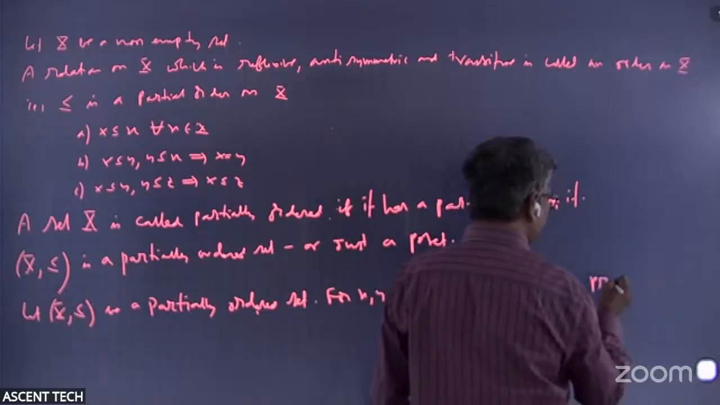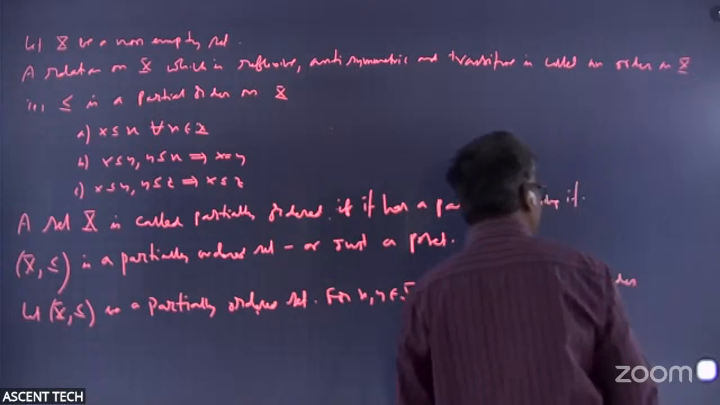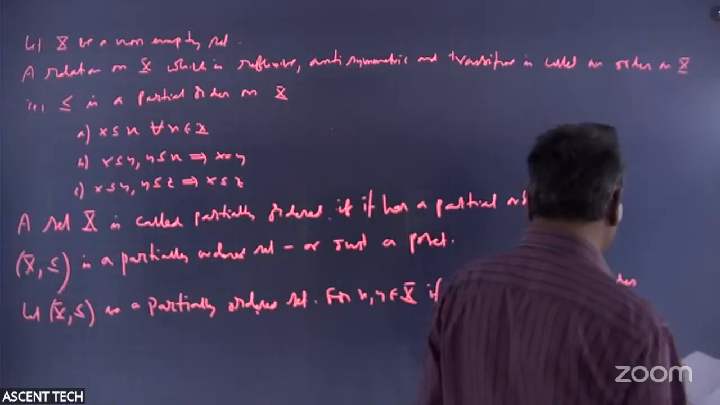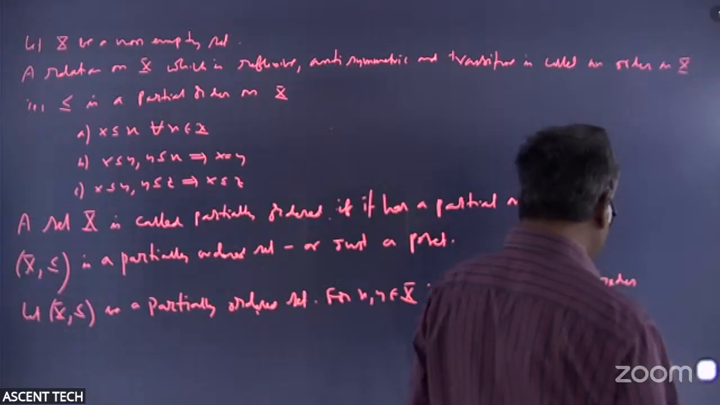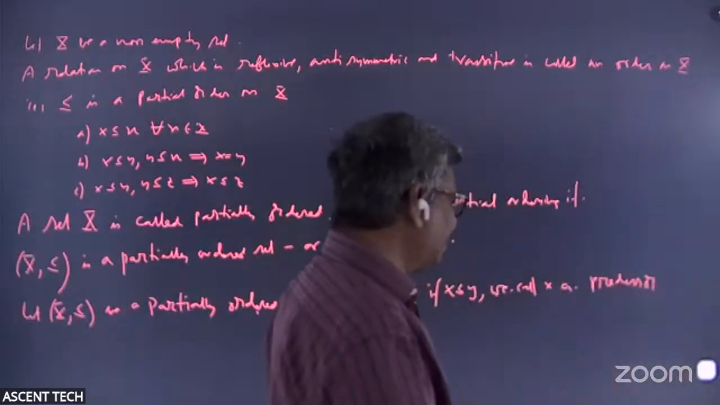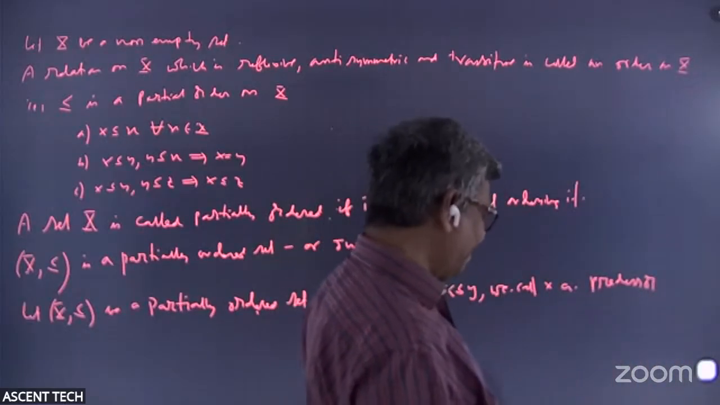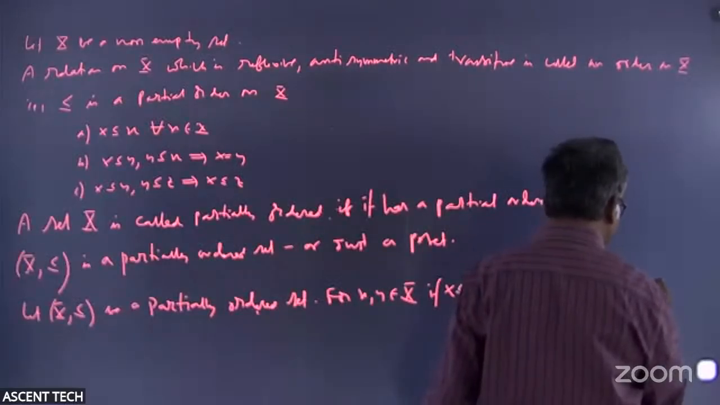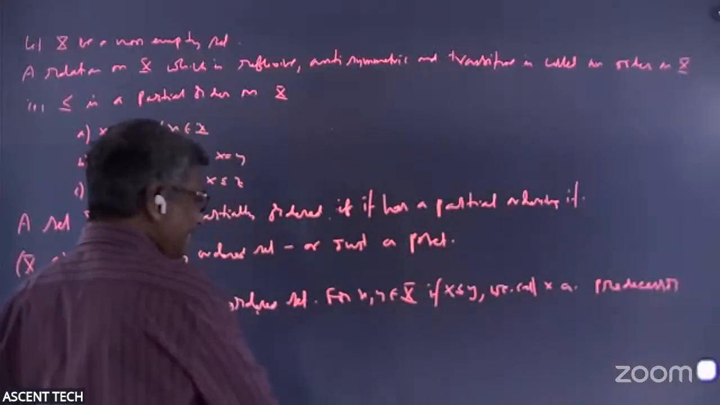What is the spelling? Predecessor. Oh man, I have trouble. I should write it properly. What can be a good spelling? I think one more S will be there. Predecessor. Okay, sorry. Predecessor of y.